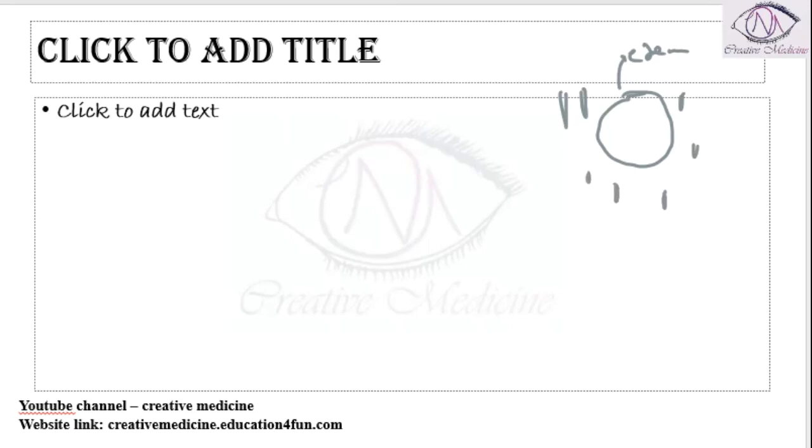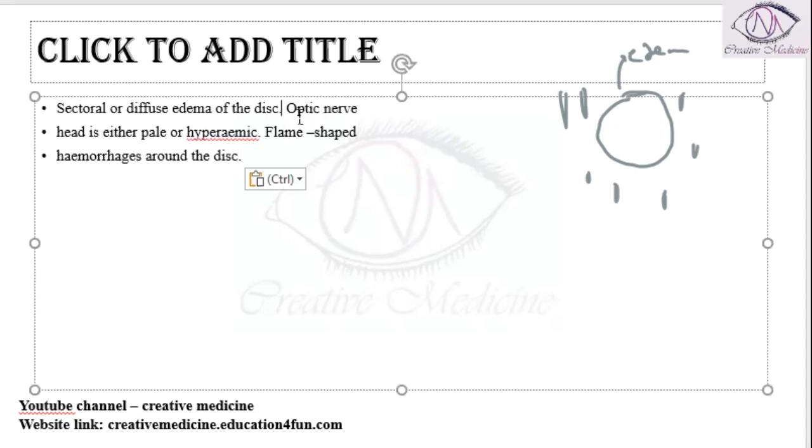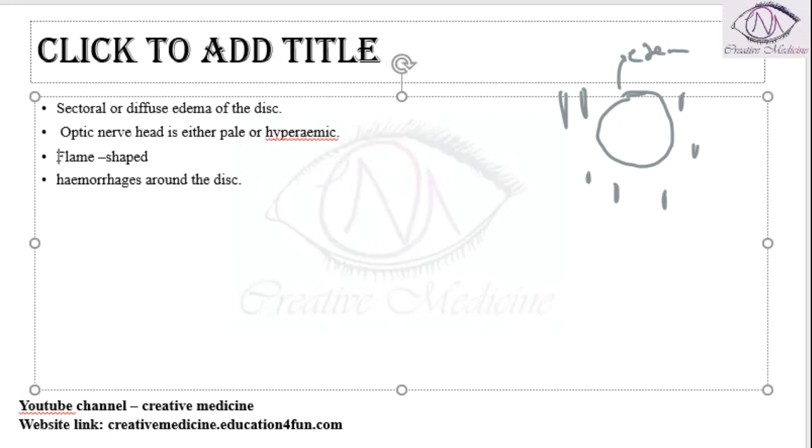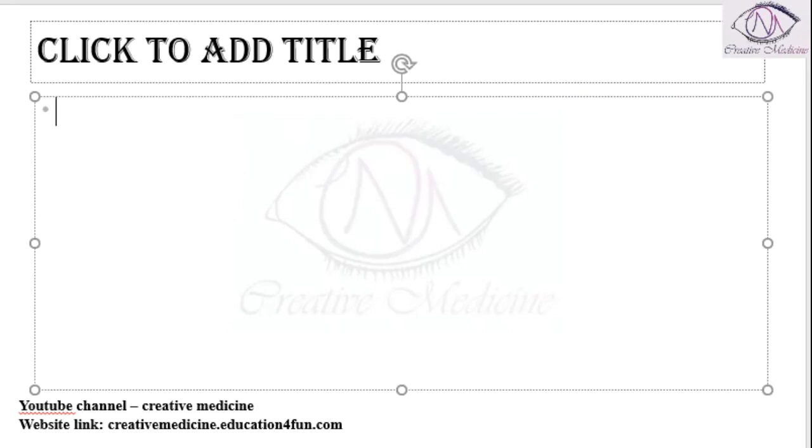So this is similar to that of arteritic anterior ischemic optic neuritis, where the optic disc is either pale or hyperemic with flame-shaped hemorrhages around the disc. Now, how are you going to treat this patient with non-arteritic anterior ischemic optic neuritis?